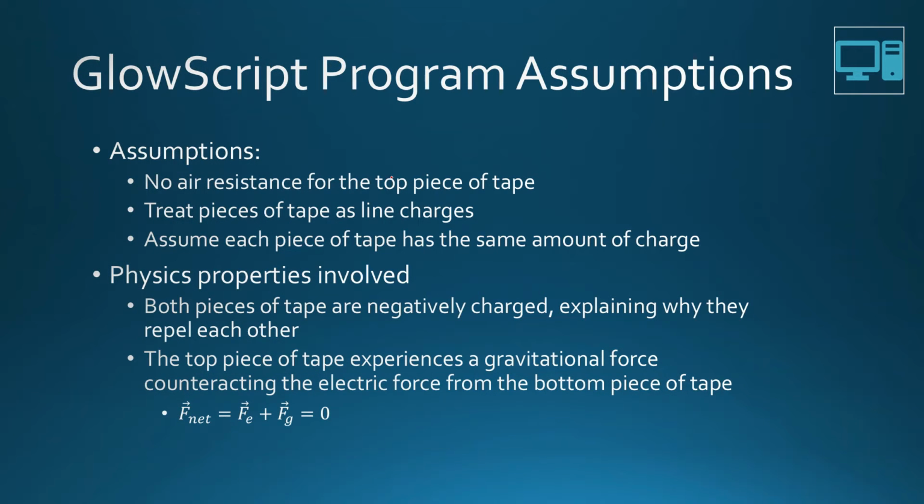In order to make a proper GlowScript model, we had to take some assumptions. No air resistance, treat the pieces of tape as line charges, and assume that each piece of tape has the same amount of charge. We utilized the fact that both pieces of tape were negatively charged, which explains why they repelled, and we knew that the top piece was experiencing a gravitational force counteracting the electric force in the bottom piece of tape, as we can see in the summation that we used earlier.